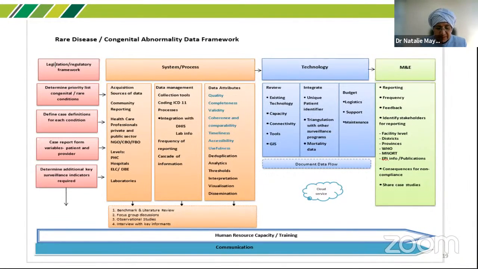And then we focus on the systems and the processes. How do we acquire this data, and what are the sources of data acquisition? It will certainly be from your clinicians, could be from your hospitals, from your primary healthcare clinics, from your NGOs, your CBOs, and faith-based organizations. But one of the things that we've not done very well is community and patient self-reporting. And I think this is, I've listed it there, how do we explore communities notifying and reporting into the system that here is a rare condition.